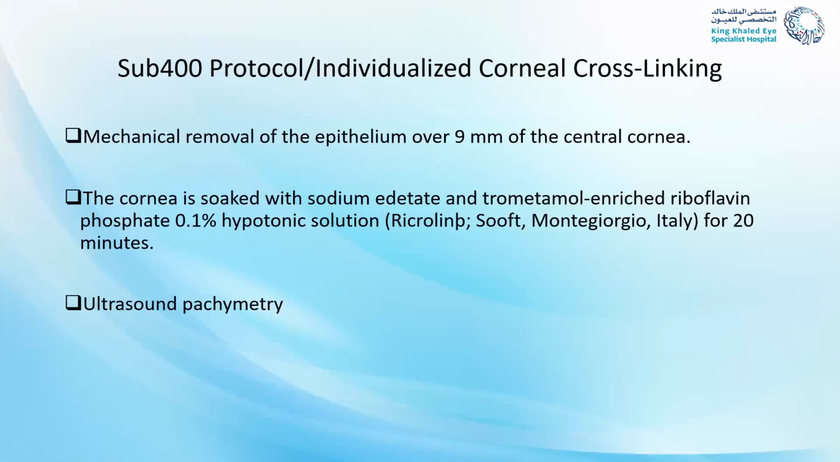Now for the individualized corneal cross-linking technique, or the sub-400 protocol, which is described by Hafezi. So how do they do it? It's a pretty simple technique. It's mainly dependent on the algorithm that they calculated and labeled in a table. So the epithelium is removed, and then you soak the cornea with the riboflavin. It's a sodium EDTA, trometamol-enriched riboflavin, and it's in a hypotonic solution. And then you wait for 20 minutes, and then you check your ultrasound pachymetry.